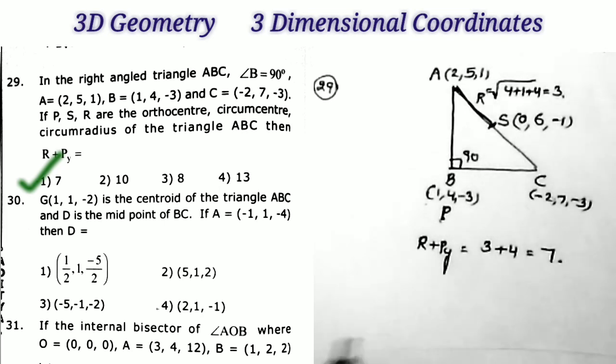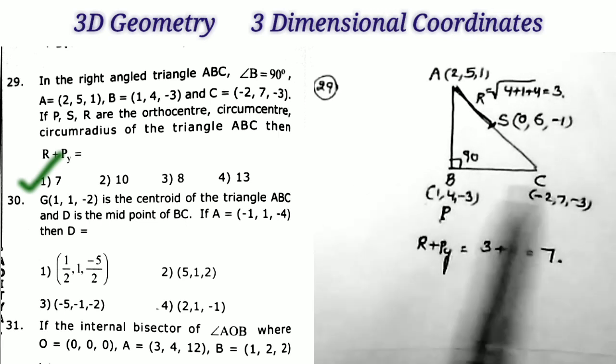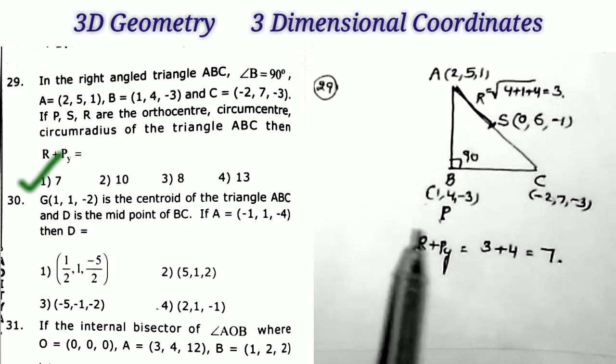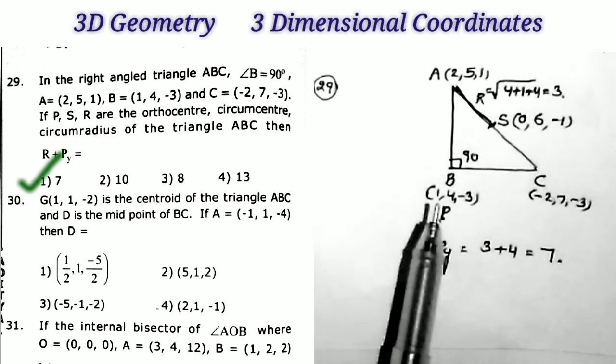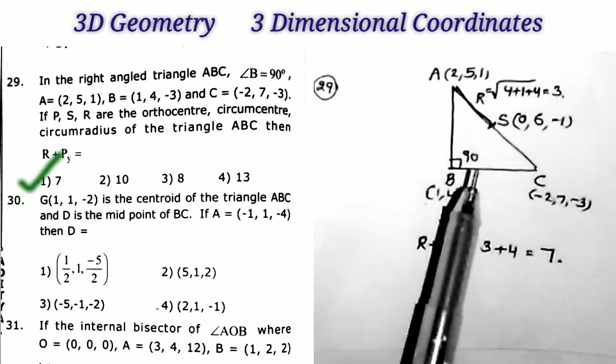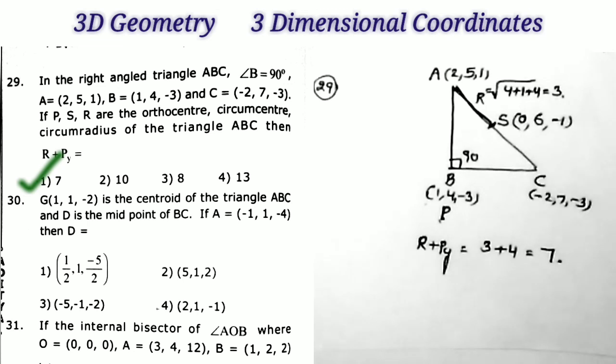Always remember that these are very easy questions and very important models. In a right angle triangle, the orthocenter is nothing but the point of intersection of the perpendicular lines, and the circumcenter is nothing but the midpoint of the hypotenuse. These are the most important points. That's all.